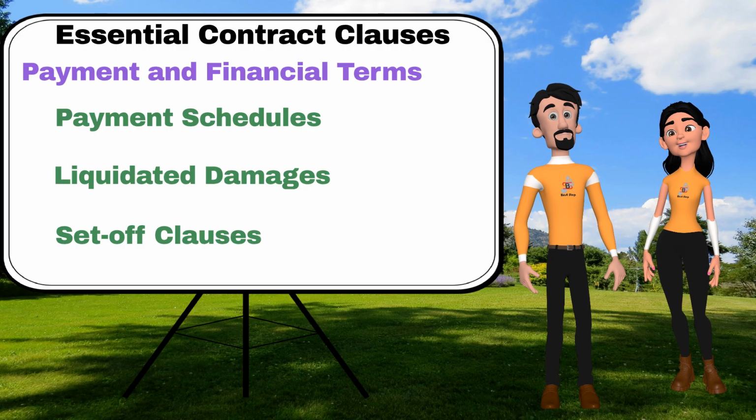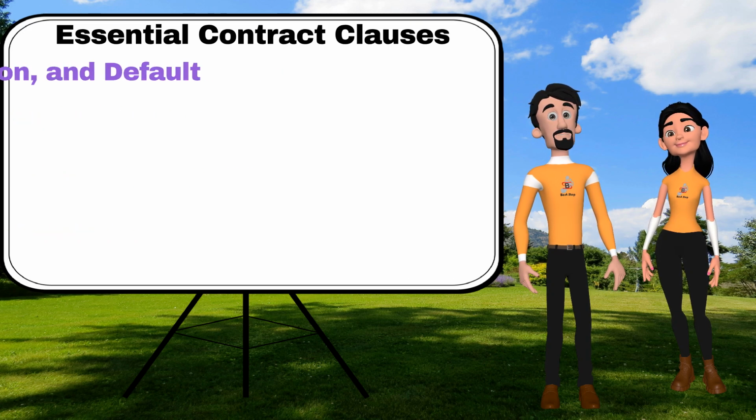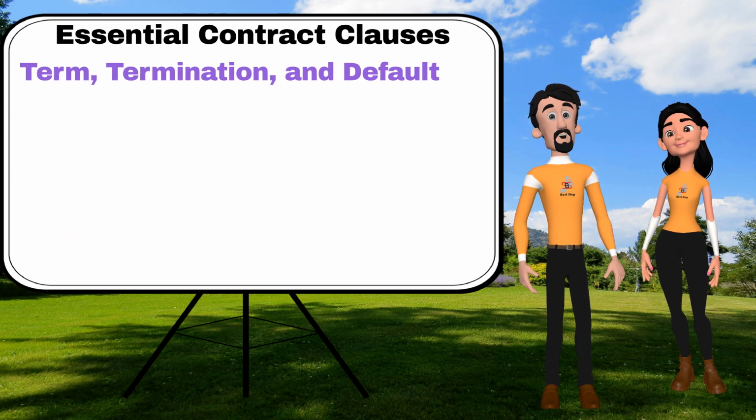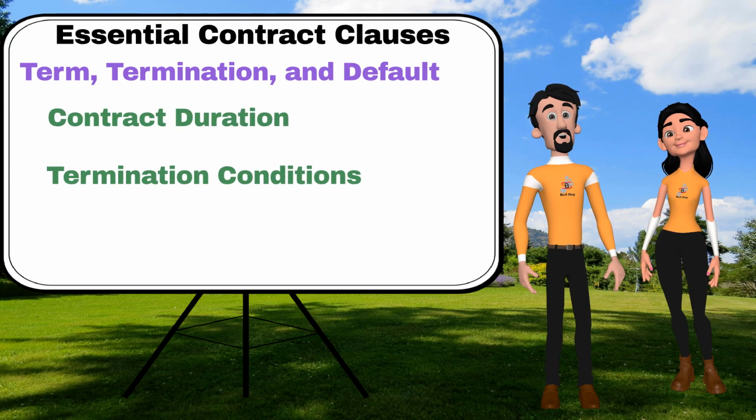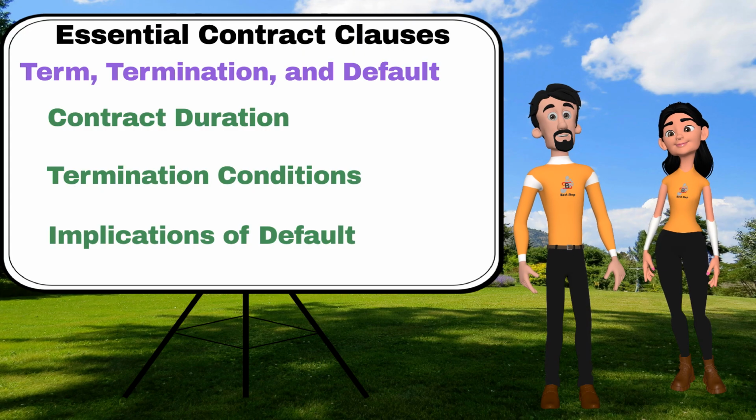How do we handle changes in the contract? The fourth section, Term, Termination, and Default, will guide you through managing contract duration, termination conditions, and the implications of default. We'll look at real-world examples of how termination clauses can safeguard your interests if a contract needs to end prematurely.